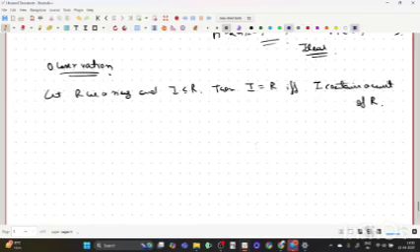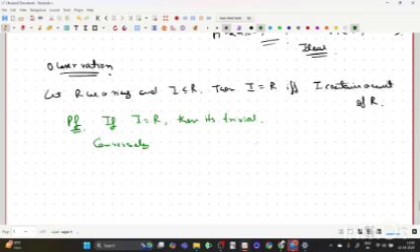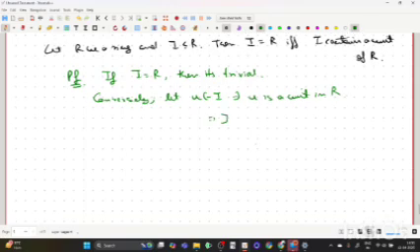Okay, so let's prove this. The proof is again very simple. Suppose I is equal to R; then it's trivial, because every element in R should be in I. So if there exists a unit in R, then it should be in I. There's nothing to prove here. We need to prove the converse. Conversely, let U be in I such that U is a unit in R. That implies there exists some element V in R such that UV is equal to 1.